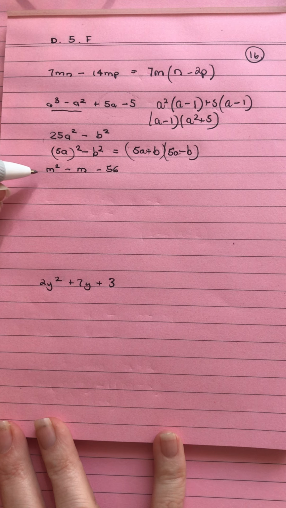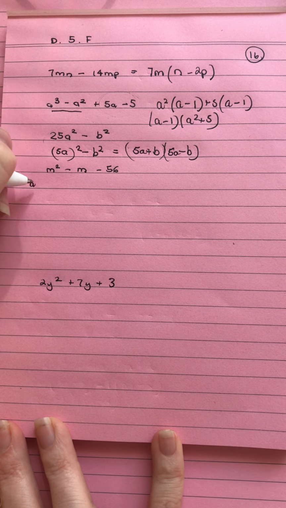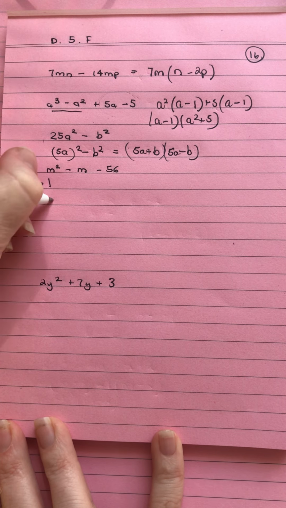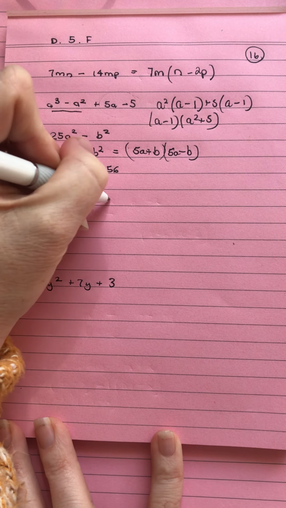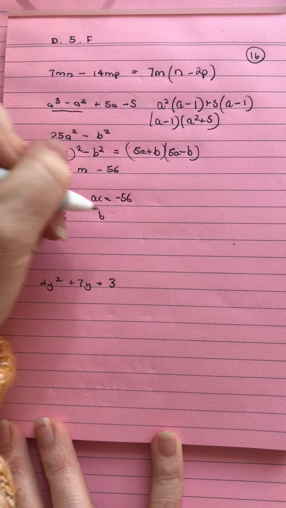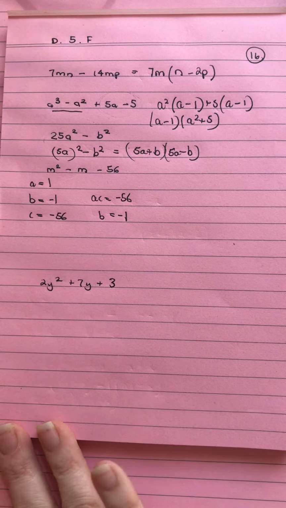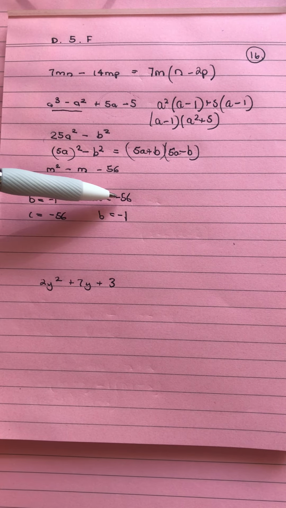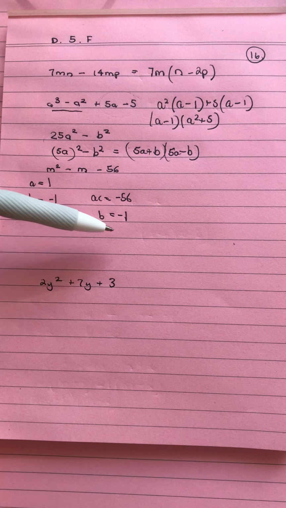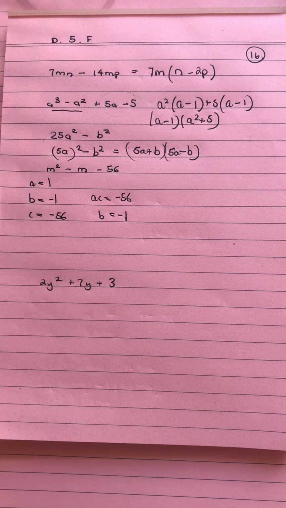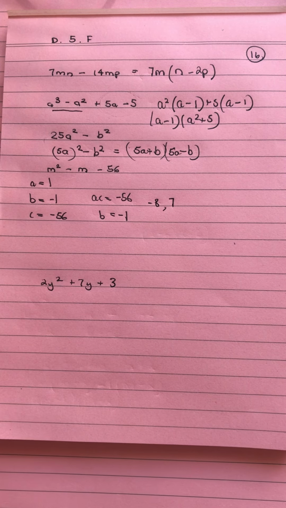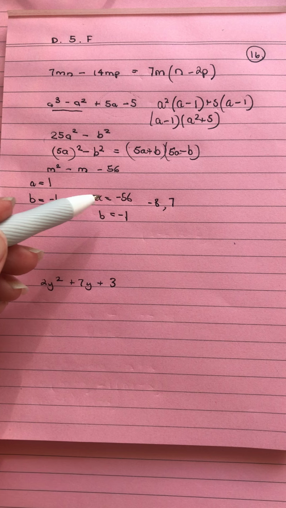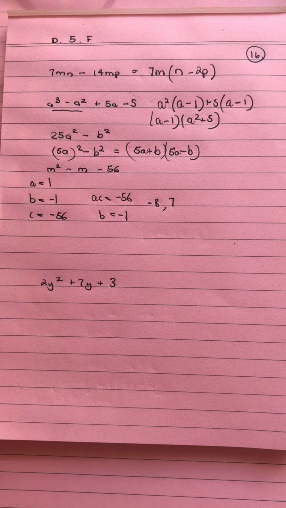The next one we've got is a standard monic quadratic, so we've got a equals 1, b equals negative 1, and c equals negative 56. So our AC is equal to negative 56, and our b is equal to negative 1. So we're looking for two numbers that will multiply to give negative 56, but add to give negative 1. So we have 7 and 8 go into 56. If we make it negative 8 and positive 7, then that way it will multiply to give the negative 56, but it will add to give negative 1.